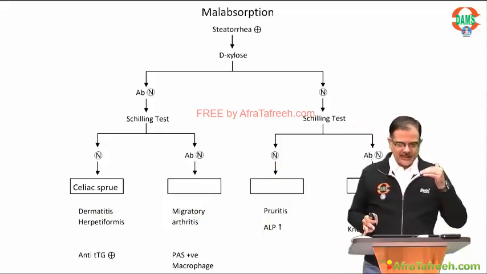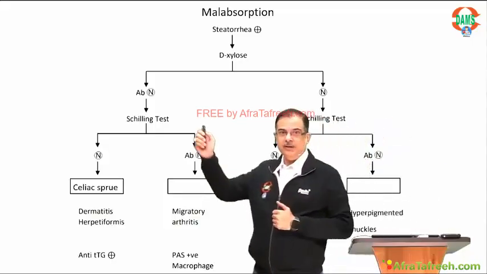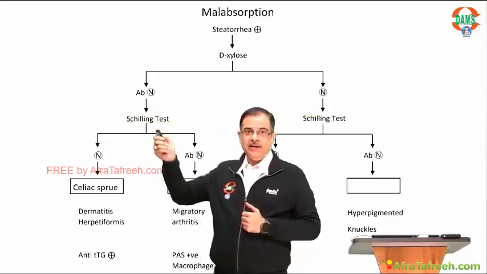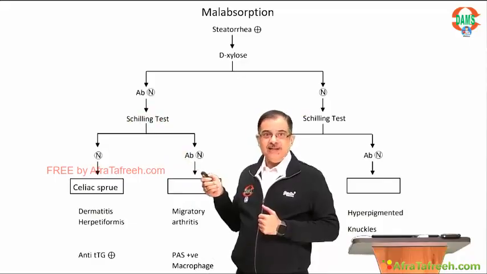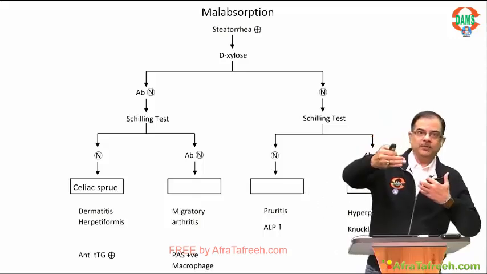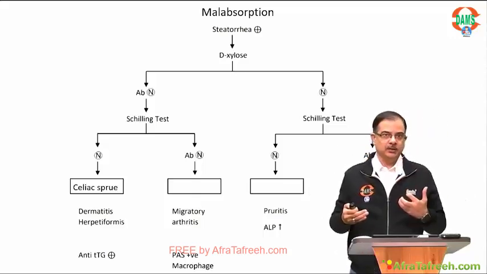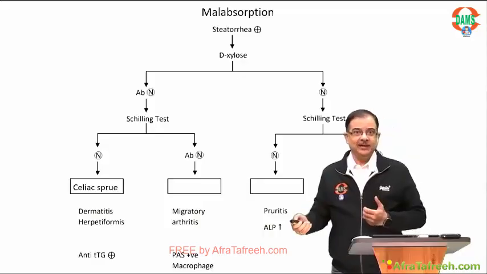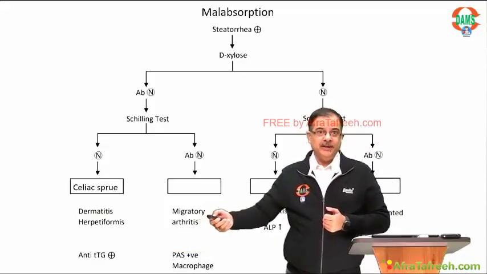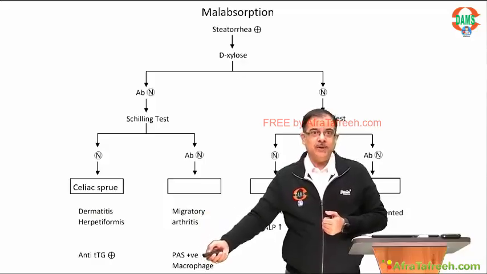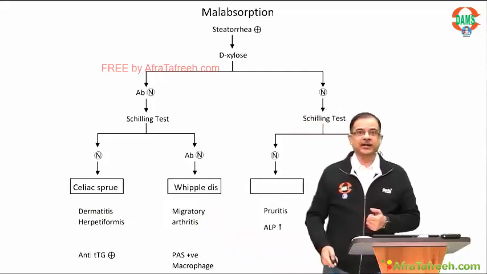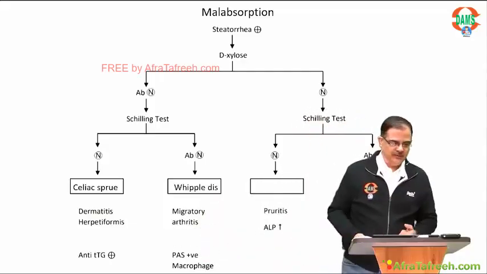While in the second one, the D-xylose test is abnormal, proximal small intestine affected. Schilling test is also abnormal, distal intestine is also affected. So we have to think of a disease which affects both the proximal part as well as the distal part. And clinical hints are the patient has migratory arthritis, and PAS positive macrophages on the biopsy. So these are sufficient to make the answer as Whipple disease. So this is a case of Whipple's disease.